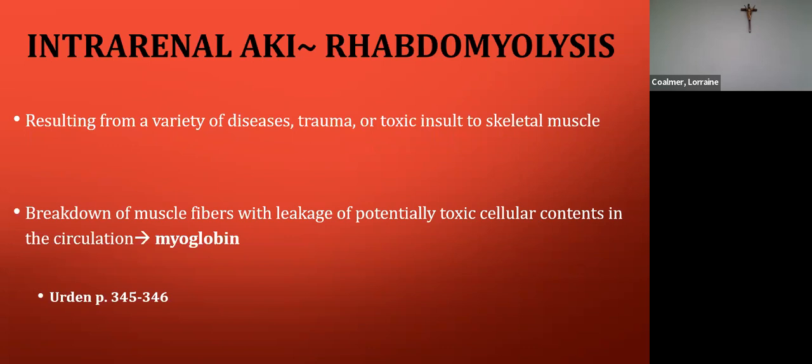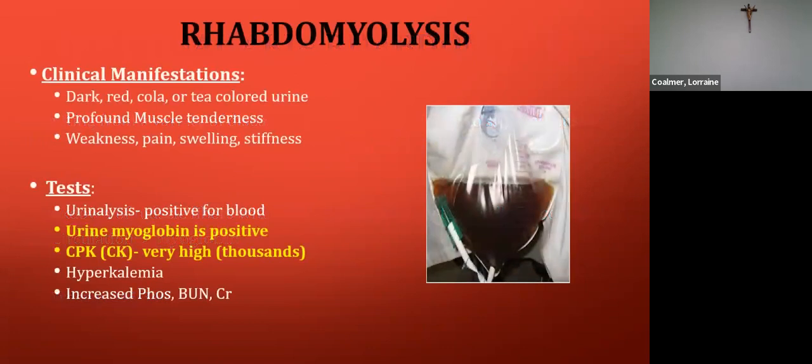Now, any kind of insult, a trauma, a car accident, you go through a windshield, you have all that cellular damage. You do anticipate that. So there's your urine. That's exactly right. And some references say red, cola, or iced tea color. Okay, but dark. Because the patient will complain of profound muscle tenderness.